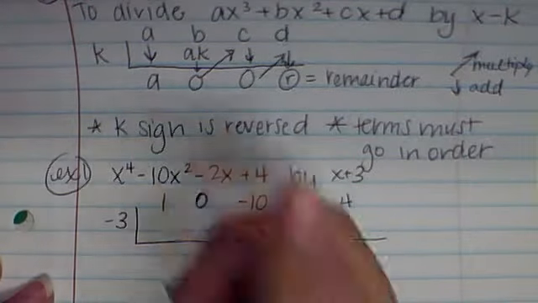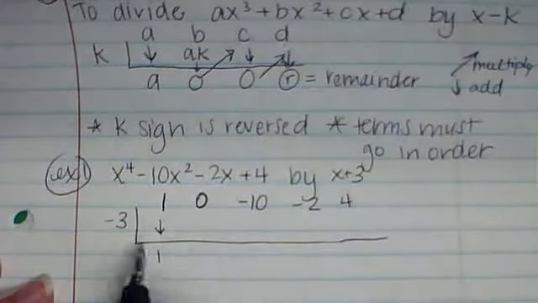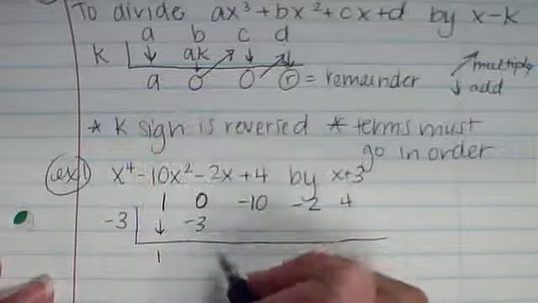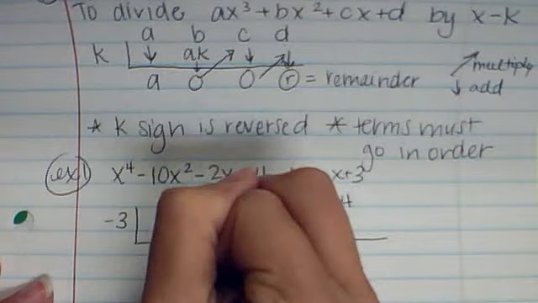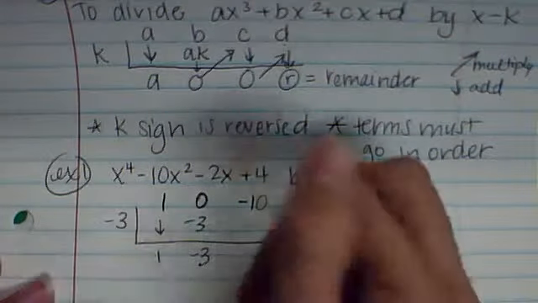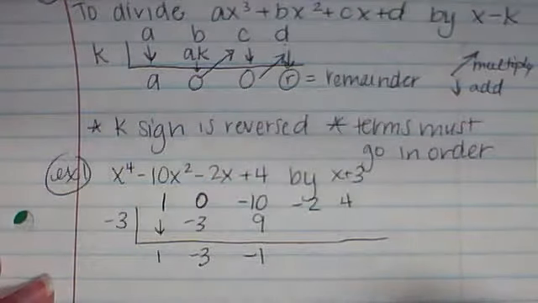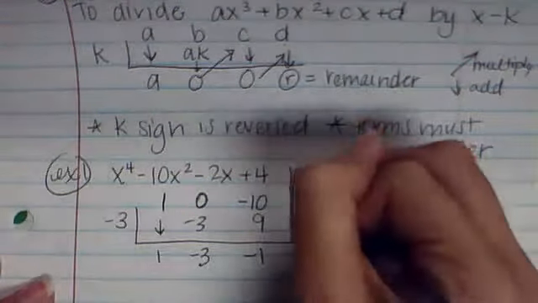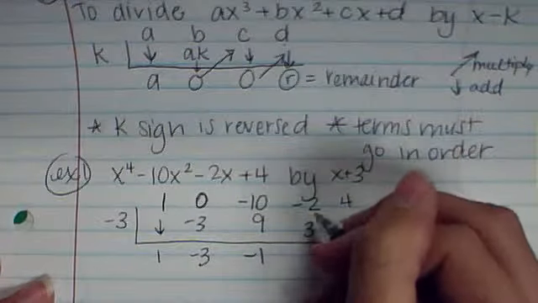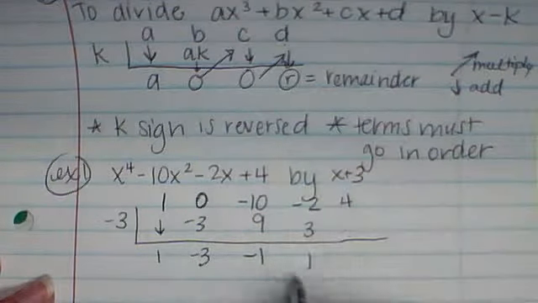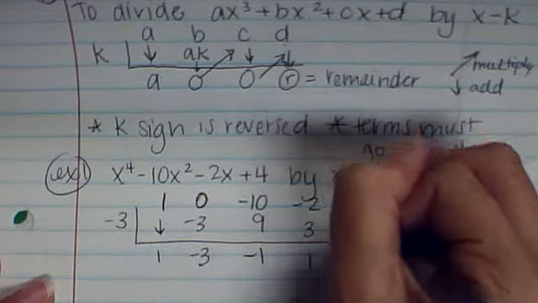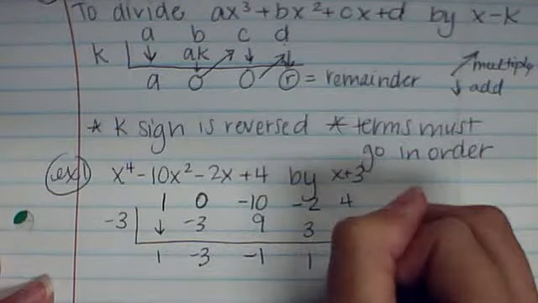And now we're going to follow the process. We're going to bring down the 1. 1 times negative 3 is negative 3. 0 plus negative 3 is negative 3. Negative 3 times negative 3 is positive 9. Negative 10 plus 9 is negative 1. Negative 1 times negative 3 is positive 3. Negative 2 plus 3 is 1. 1 times negative 3 is negative 3. And 4 plus negative 3 is 1.